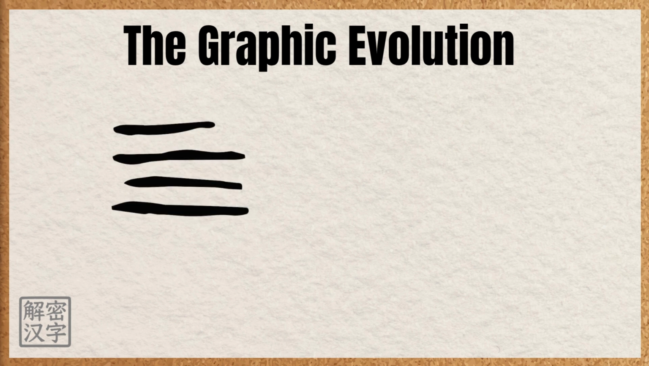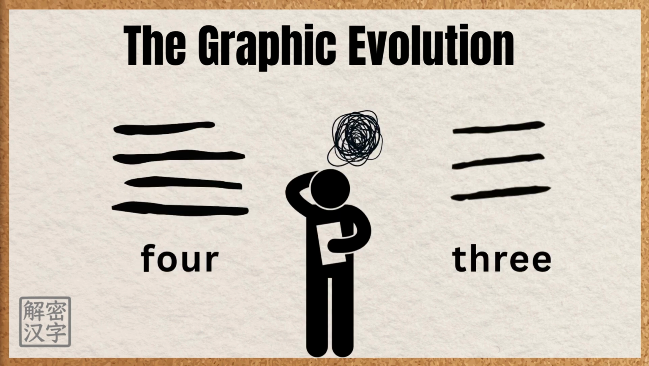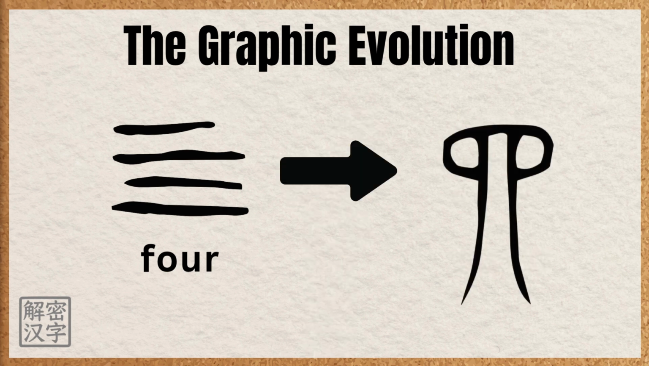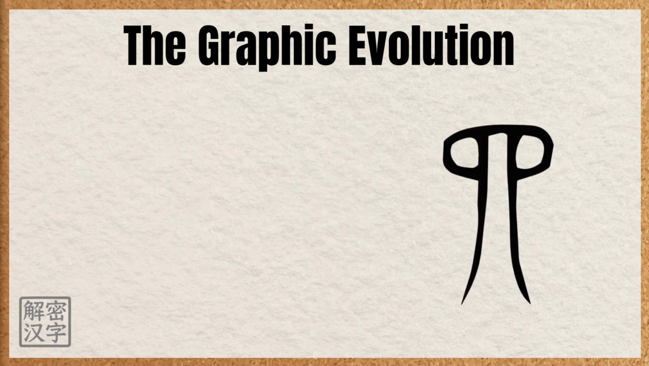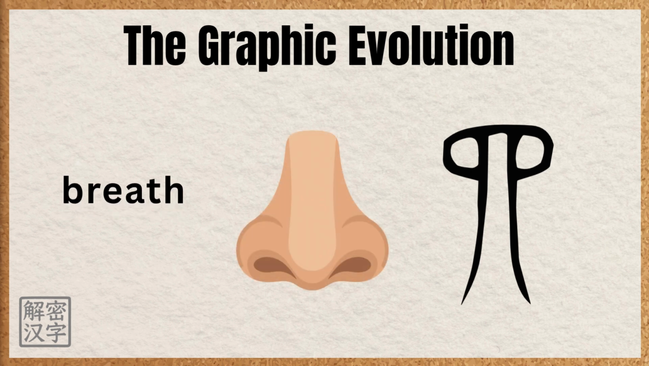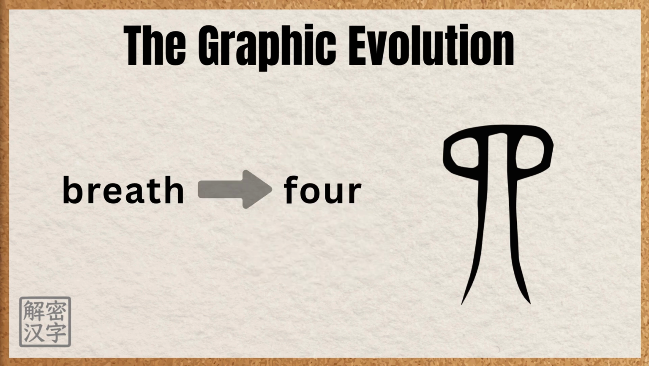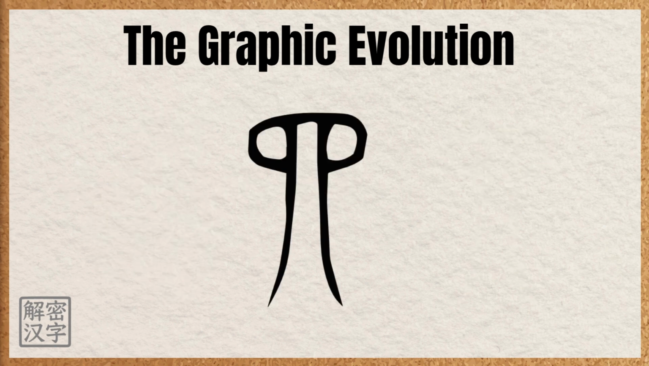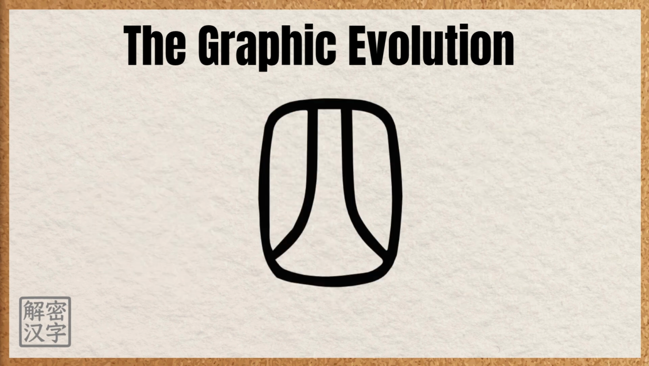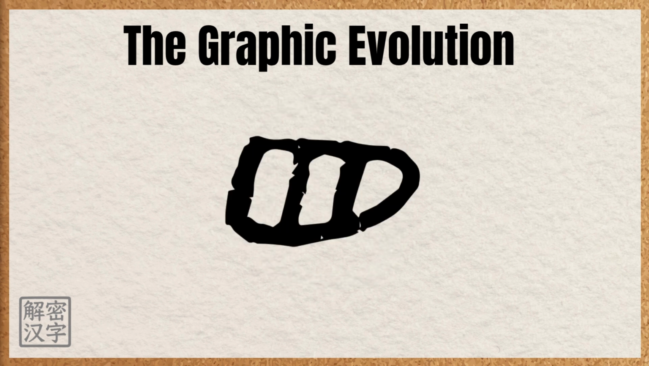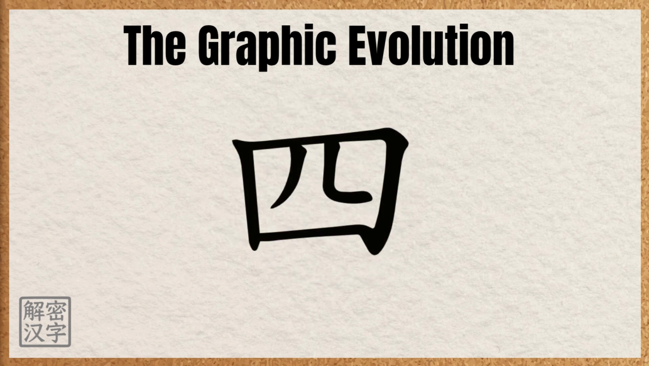But later, because those 4 lines were easily confused with the 3-line symbol for 3, people began using another character instead. This character originally meant breath, and its shape looked a bit like a nose. Most historians believe that since the breath character sounded similar to the word for 4, people eventually used it to represent the number 4. Over time, that ancient form slowly evolved into the modern character made up of today's standard strokes, like this one. It's pronounced si.